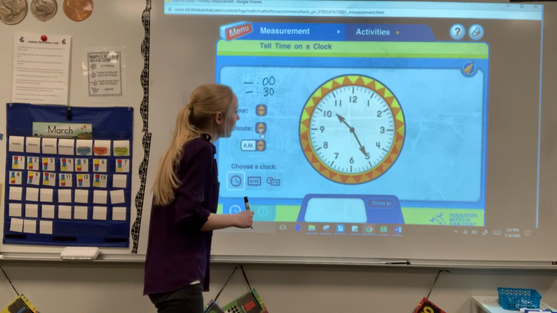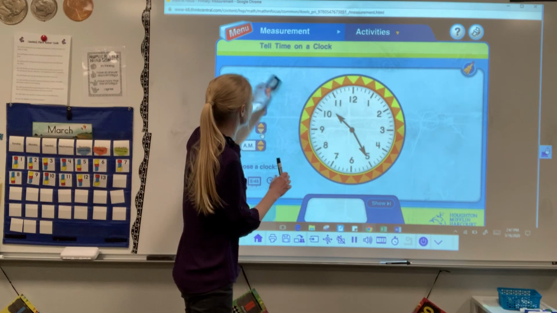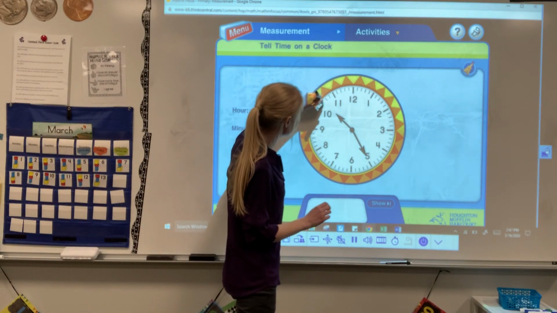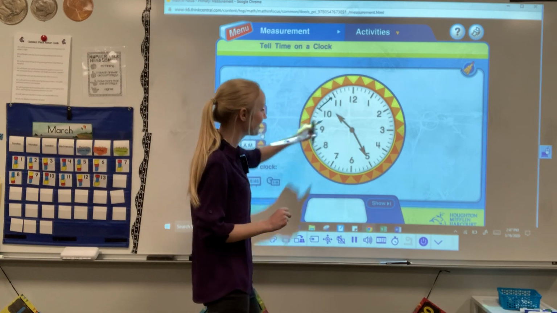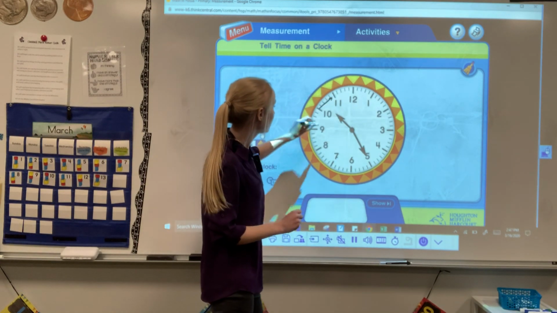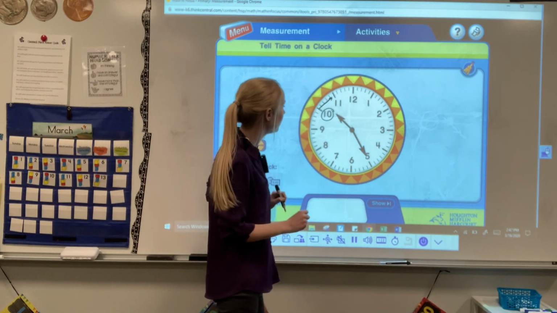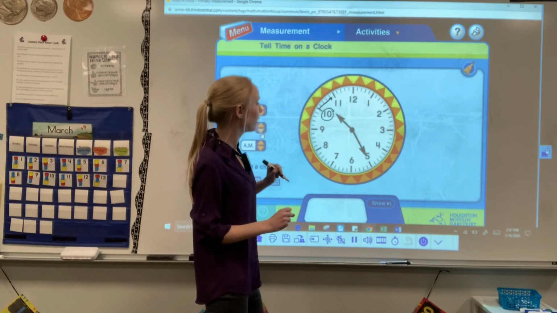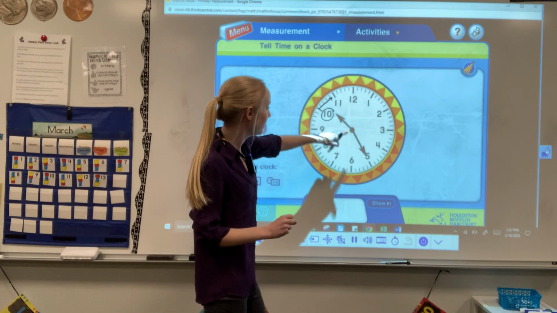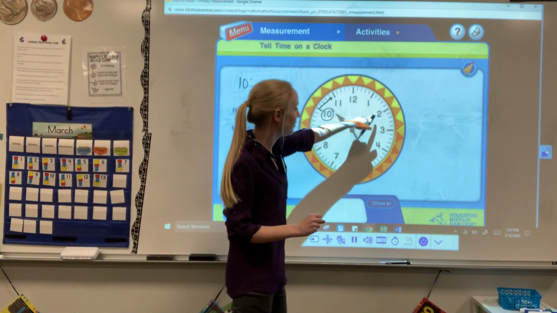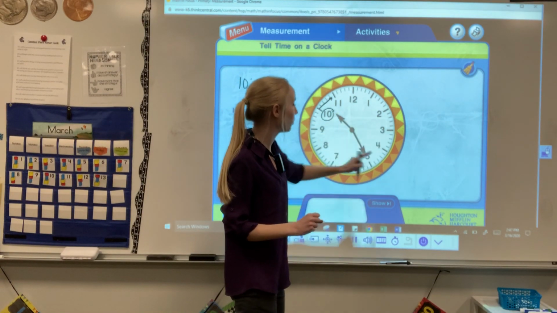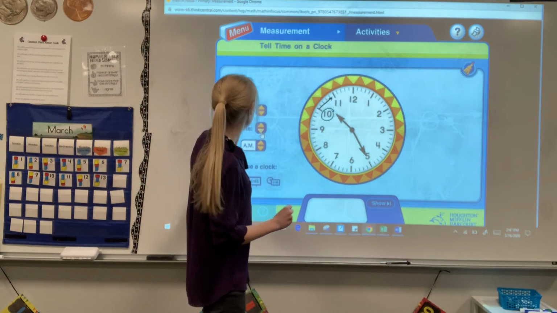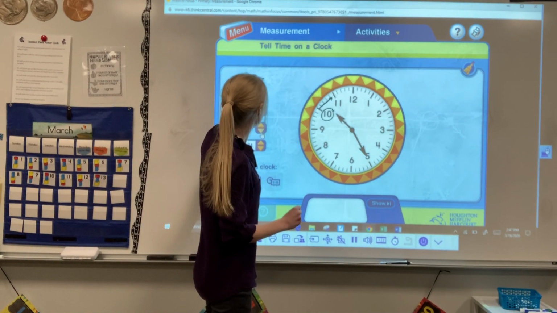So let's look at the hour hand on this one. So the hour hand is in between the 10 and the 11. It's not quite on the 11, so that tells me it has to be 10 o'clock. So hopefully you wrote 10 as your hour. Okay, and let's look at our minute hand. So we have 5, 10, 15, 20, 25. I counted by 5s, which is our goal for today. Okay, so that is 10:25.